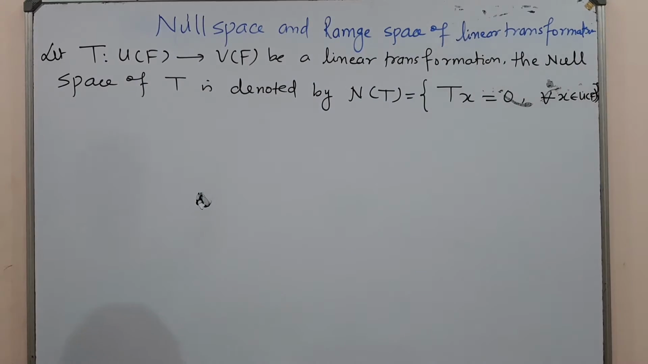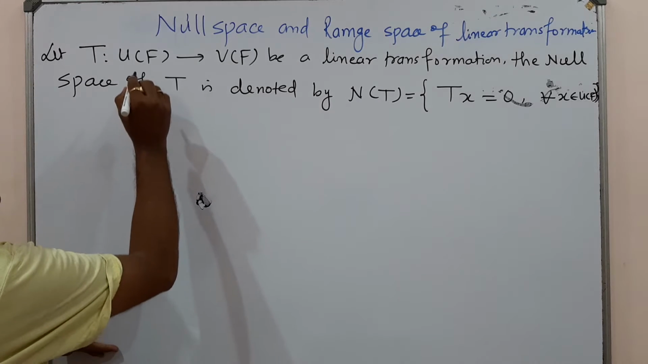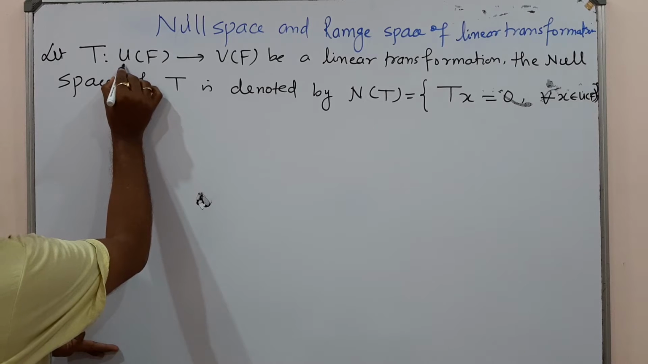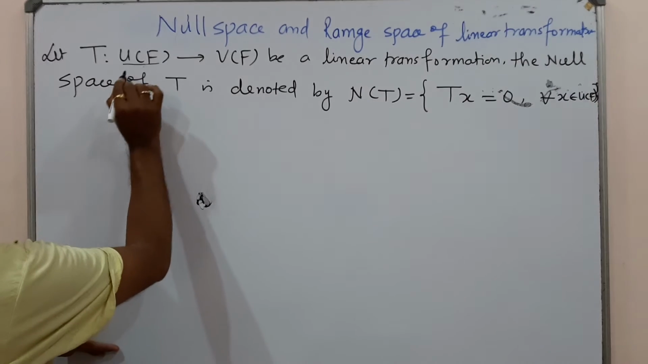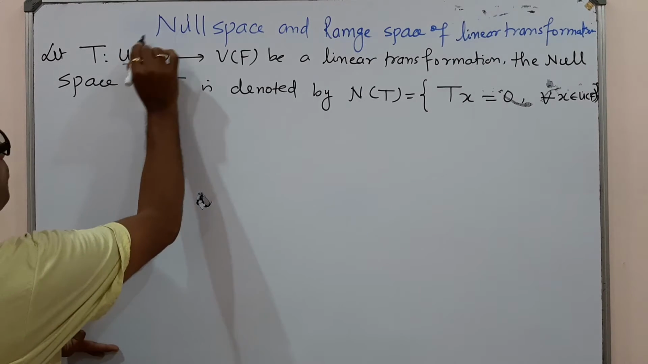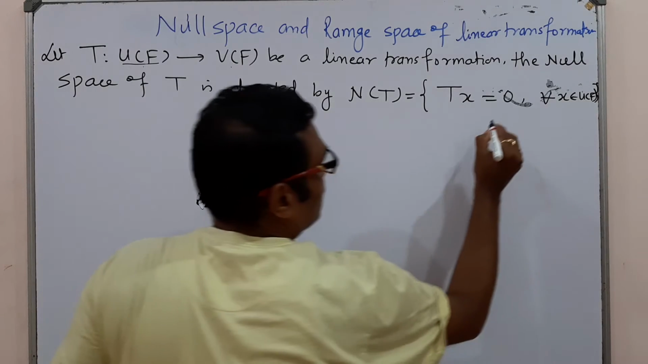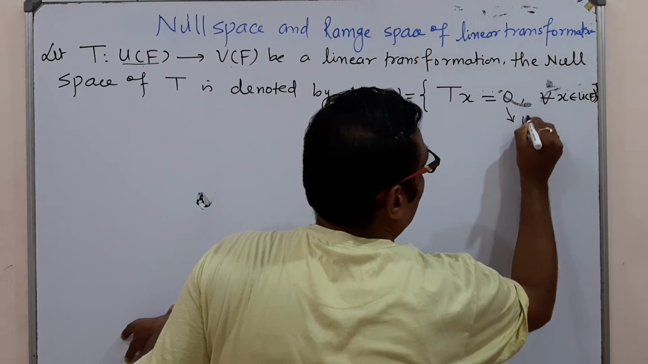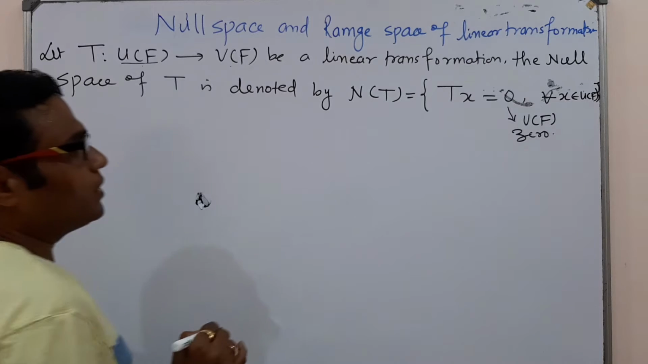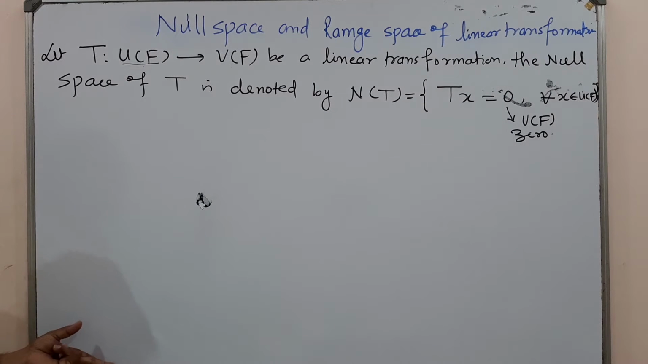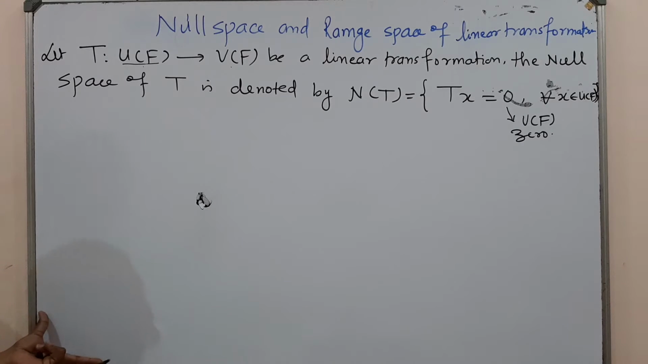Okay. Now, what is the meaning of this null space? It means that our linear transformation takes any point x in this set and maps it to the 0 element of VF. That is, it is mapped with the 0 element of VF here. So this is the definition of the null space.